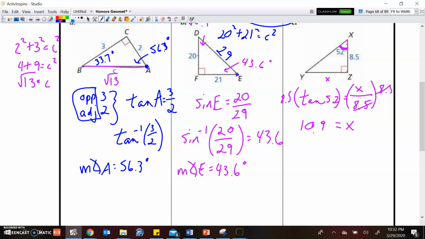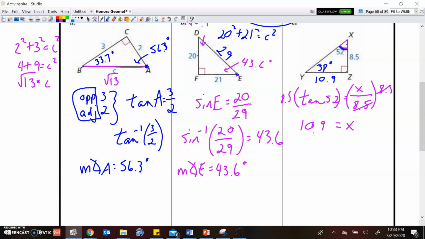Okay, so I'm going to erase that little x and I'm going to mark in that this is 10.9. Let's write it with a different color. So 10.9. All right, now there's only 2 things left. There's the measure of angle y and there's the length of the hypotenuse. I can easily find the measure of angle y because I know that 90 minus 52 is going to give me that this is 38 degrees.